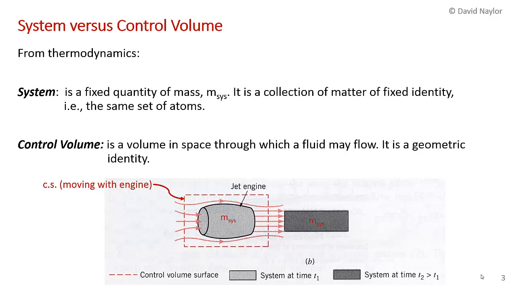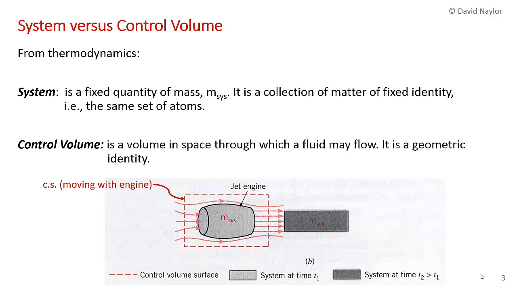So I'm going to start by really defining what a system is and what a control volume is. And these definitions come from thermodynamics. A system is a fixed quantity of mass. It's a collection of matter of fixed identity, and a good way to think about it is it's really the same set of atoms that you're using for the analysis. In contrast, a control volume is a volume in space through which a fluid may flow.